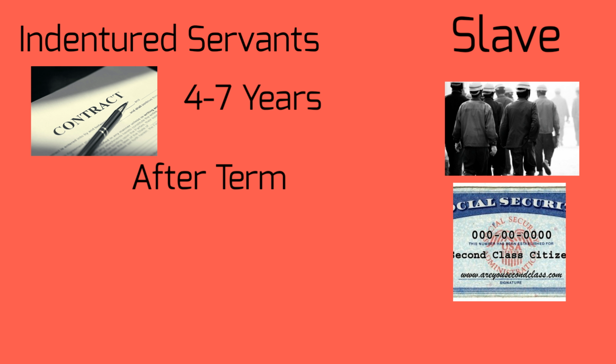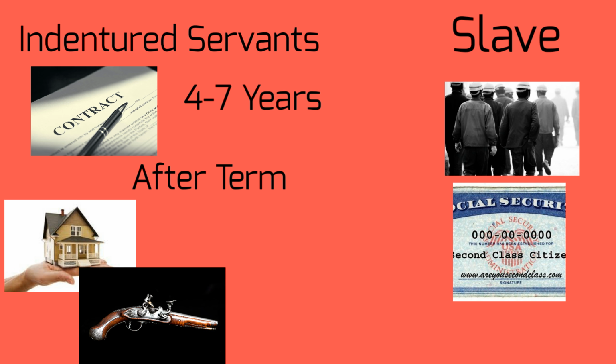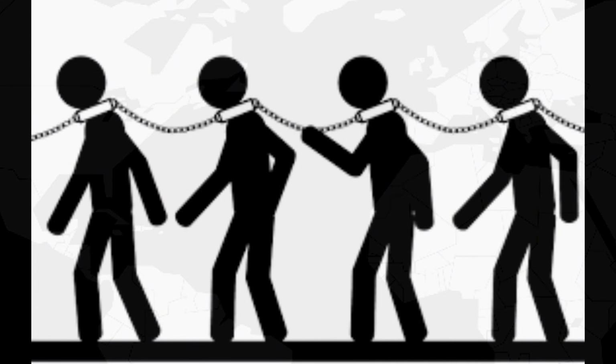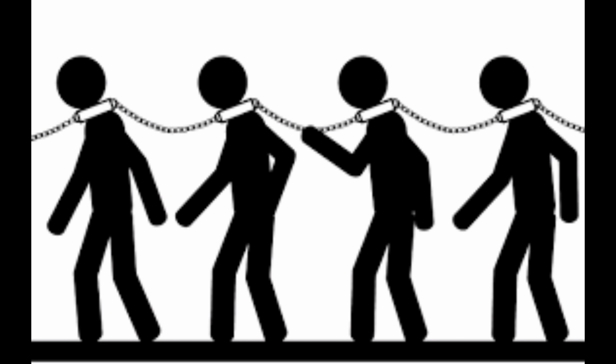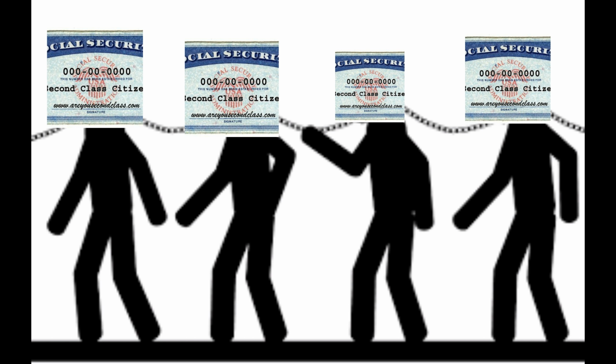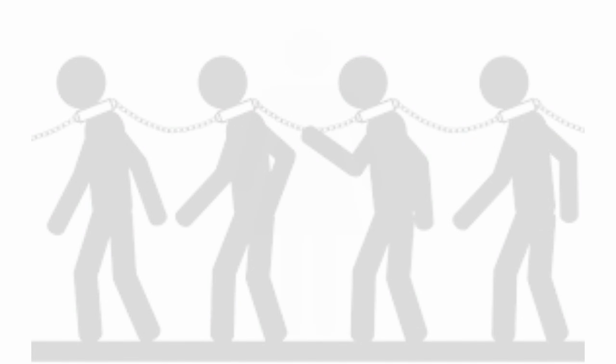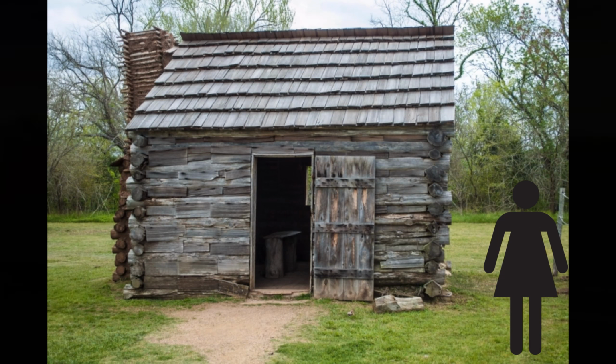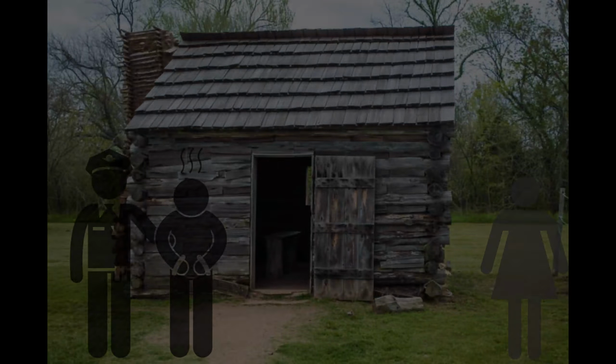After their term, they are given property, arms, and the ability to grow food, along with transportation between colonies, along with their freedom. Slaves, however, are forcibly captured and transported to the New World. They are forced to perform manual labor day in and day out, and were seen as second-rate citizens with little to no rights. They had no contract, and they worked until they died. Female slaves that gave birth also passed on their condition to their offspring. So if the mother was free, then the child was free. But if the mother was a slave, then the child was also a slave.